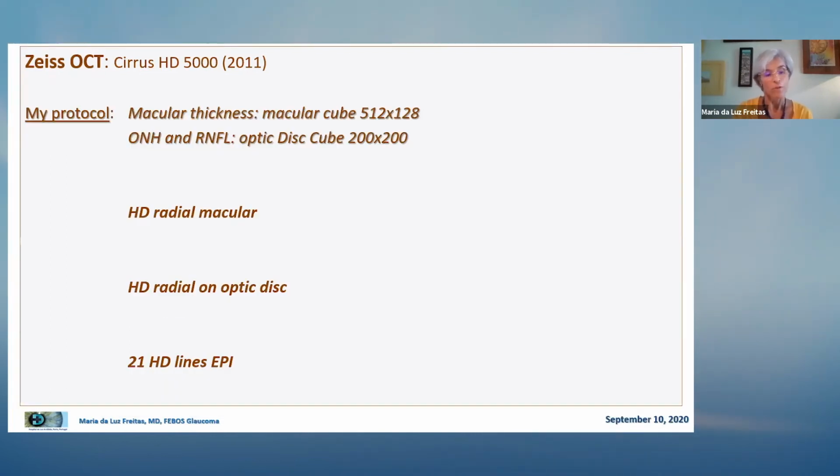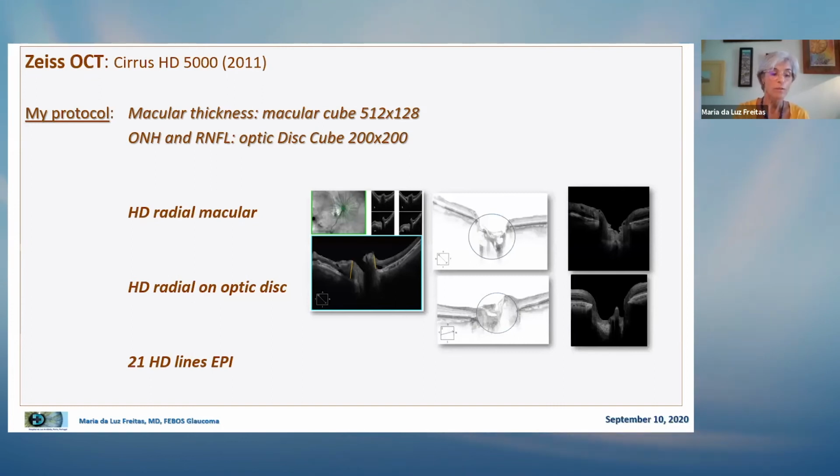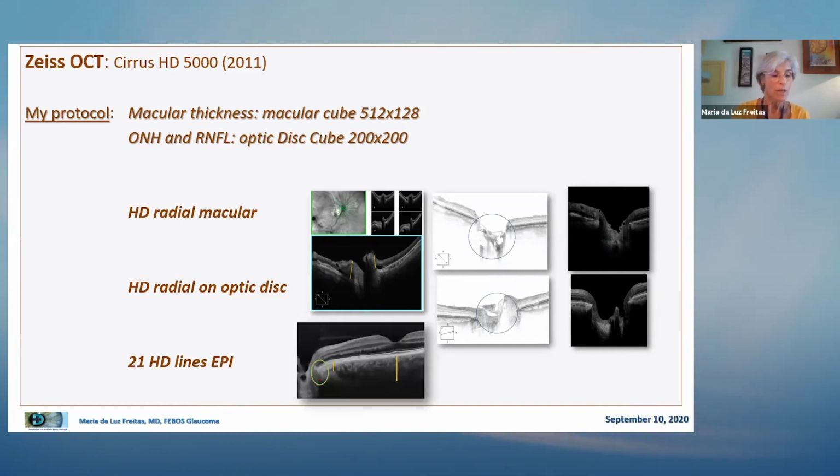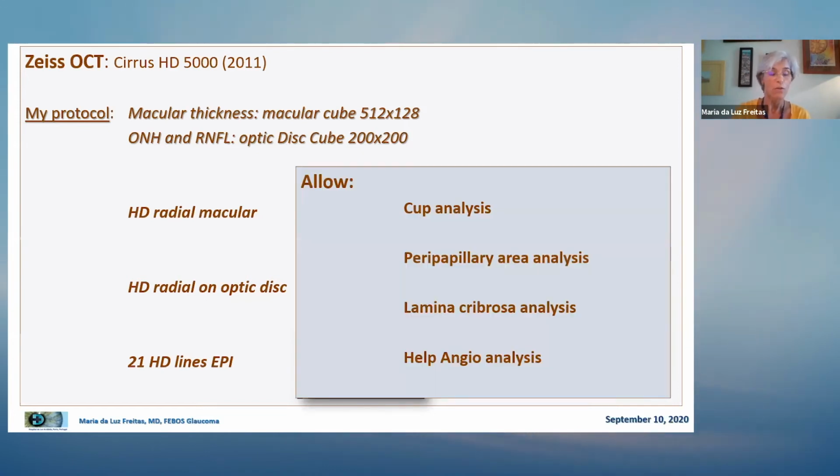My protocol for analyzing glaucoma patients involves radial HD macular acquisition over the macula and over the head of the optic nerve, as well as 21 HD angle lines over the macula. This approach allowed me to take a closer look at the cup analysis, peripapillary area analysis, lamina cribrosa analysis, and it also helps in OCT angio analysis.